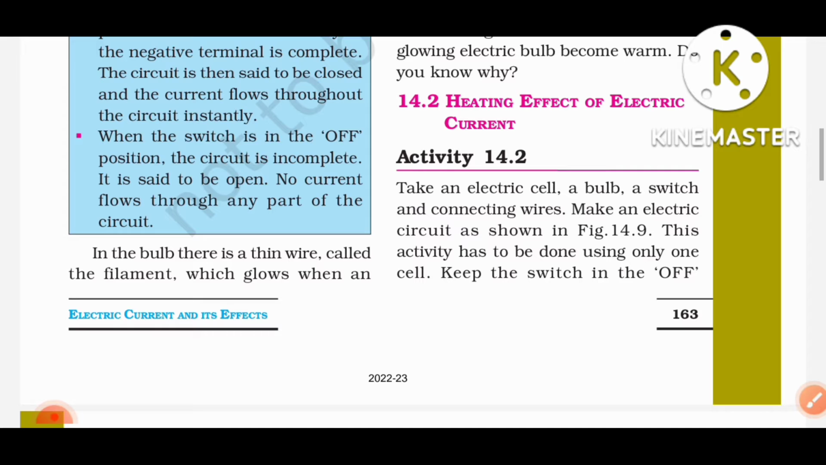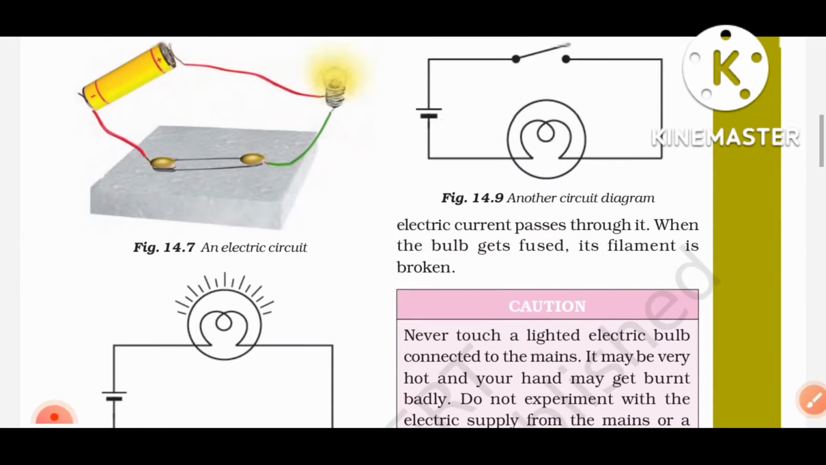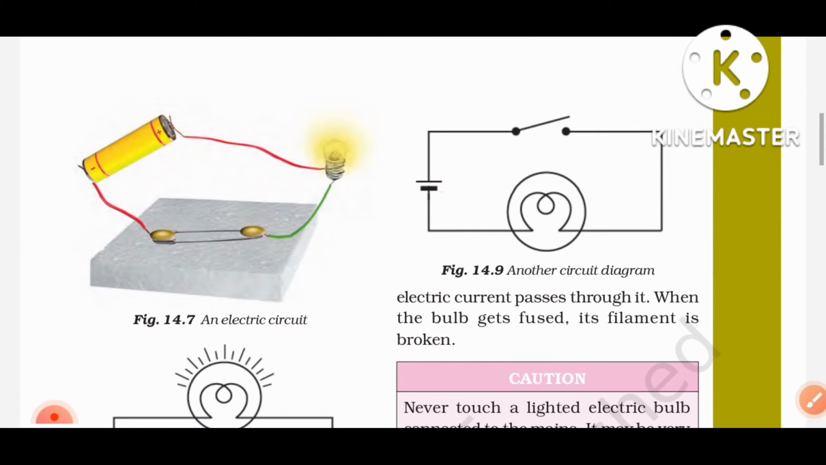In the bulb, there is a thin wire called the filament, which glows when an electric current passes through it. When the bulb gets fused, the filament is broken. Figure 14.9, another circuit diagram.